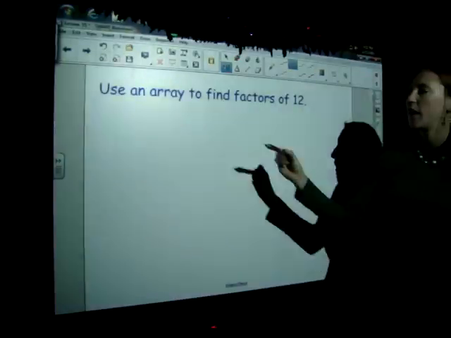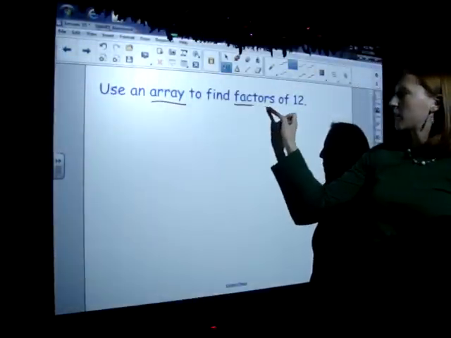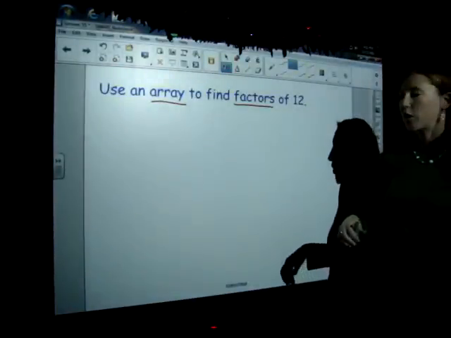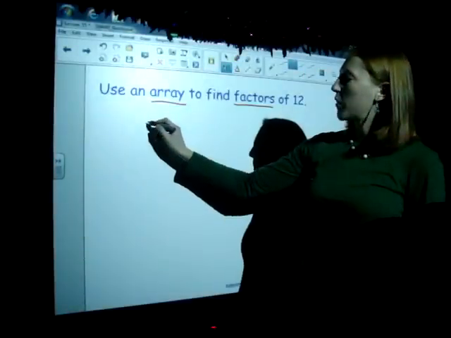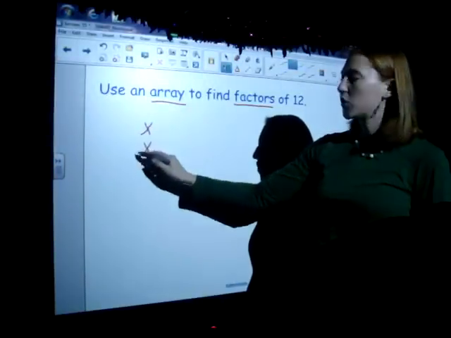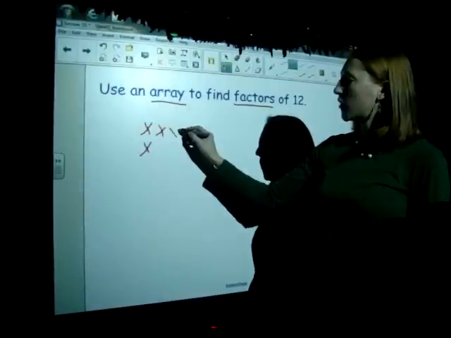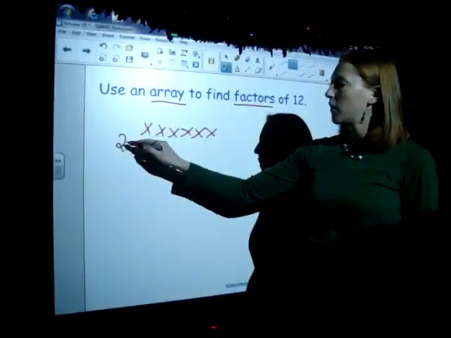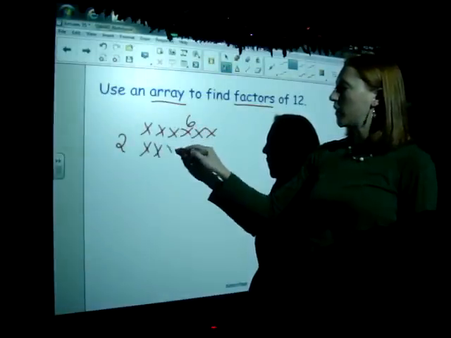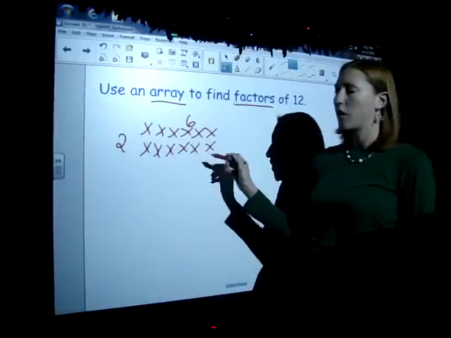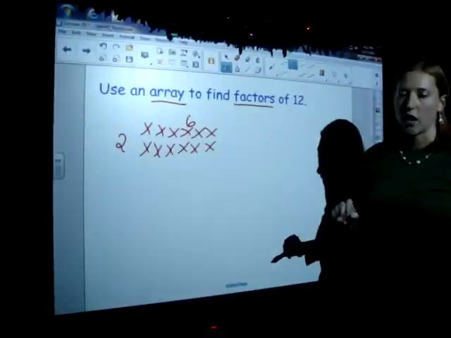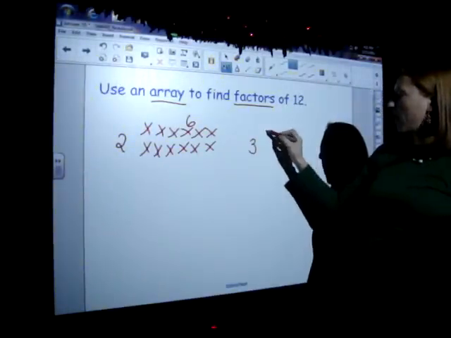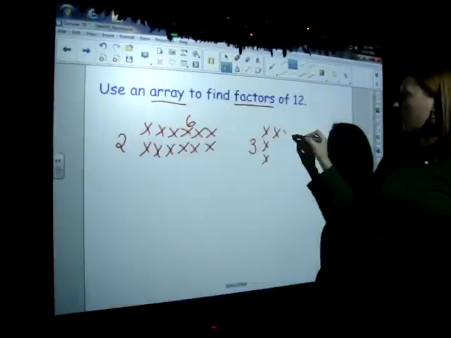Well, what if I wanted to find the factors of 12, but in an array? Well, what's an array? It's kind of like when we find our area using our multiplication table. We find a number, let's say 2. So I go 2 down, and how many across to end up with 12? You should say 6. So 2 times 6, like we said earlier, is 12. But just drawing it out like this, that's called an array. So we could do it for another factor of 12. What about 3 and what?